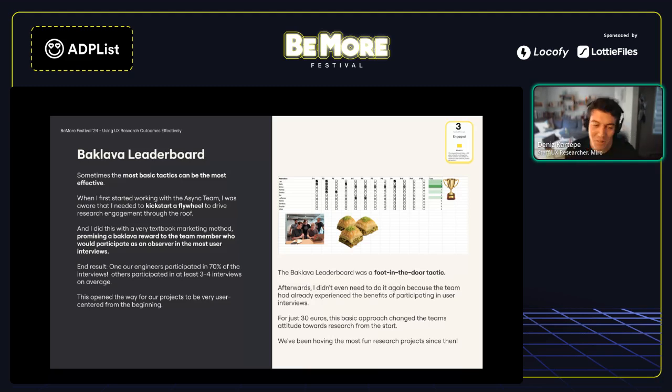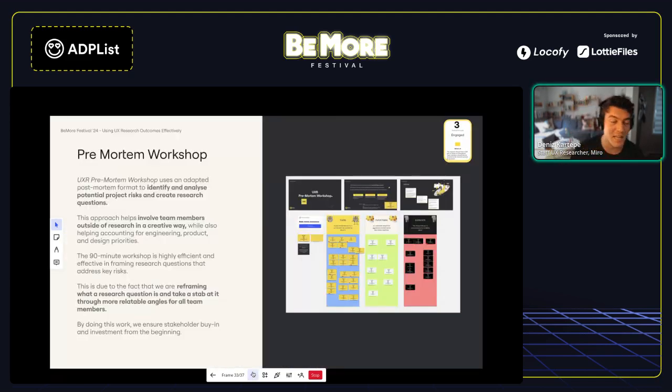So when you think about it, for just 30 euros, the basic approach changed the team's attitude toward research from the start. And compared to the atomic research repository, it is much more simple, but equally fun and engaging. Actually, more fun, yeah. So another example is going to be the pre-mortem workshop.